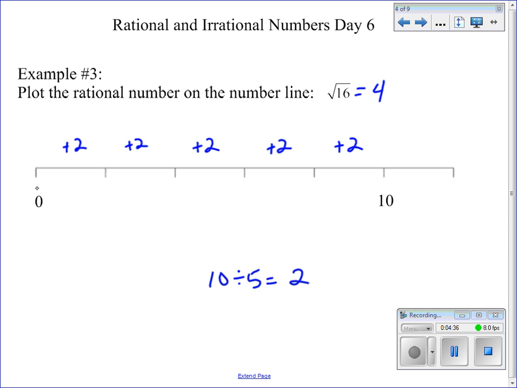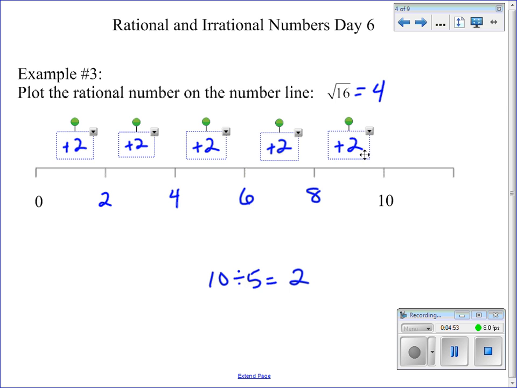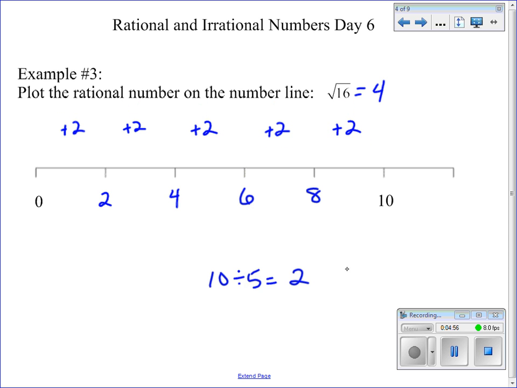So if we start at 0, we're going to get our next interval to be 2. We add another 2, we get 4. Add another 2, 6, and then finally 8. See if I can get these to move up. Okay. Now we need to find where the square root of 16, which is equal to 4, will go. I'm going to do that in green. This will go exactly right here. I'm going to write square root of 16 above it, and that's how we graph it.